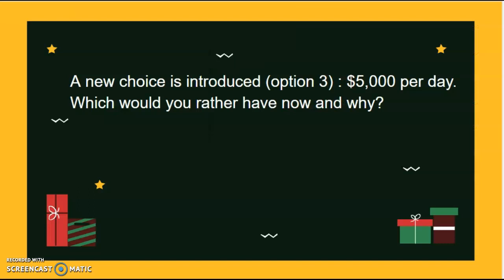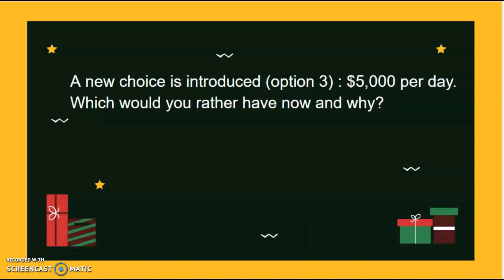So option number 3. Here's a new choice for you. Since waiting 31 days or however many days to get $1 million or just be handed it, how about this? What about $5,000 per day? Now, which would you rather have and why?